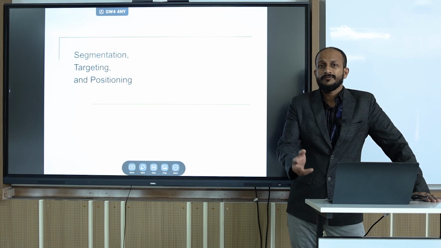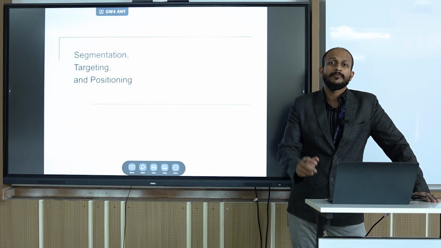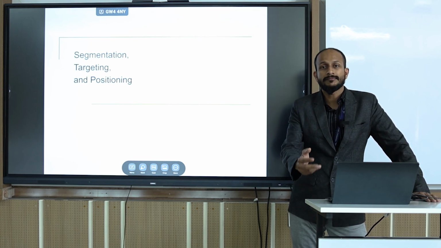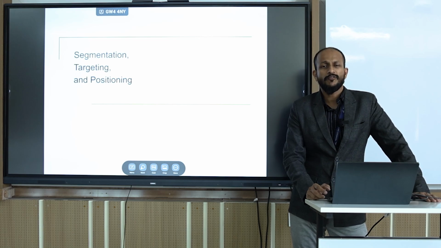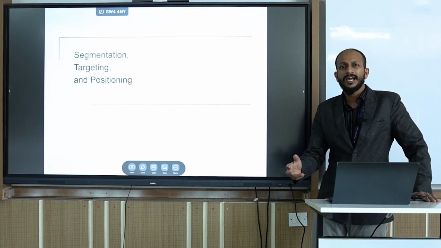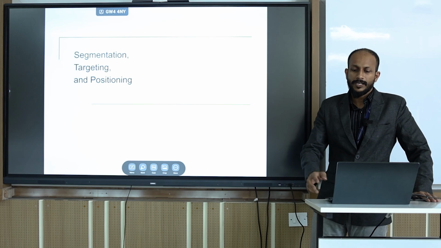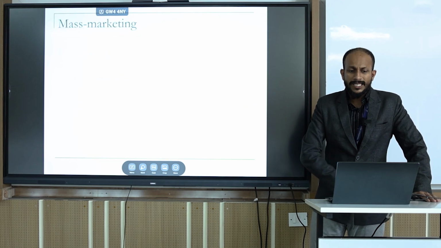Now, before we get deep into this concept of segmentation, we need to understand one more concept which is related with segmentation, or which comes before segmentation. We call it the mass marketing approach strategy. First let us understand what is mass marketing, and then we'll decode what is segmentation. Right. So what is mass marketing?